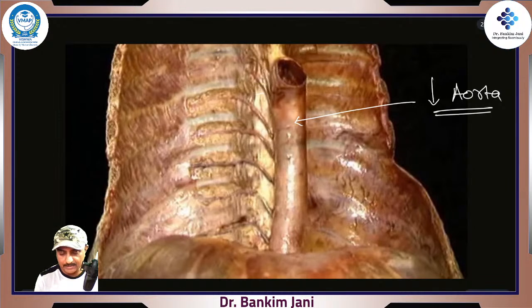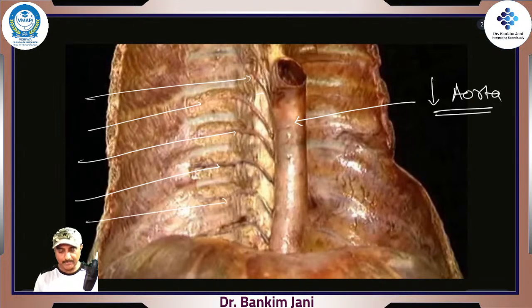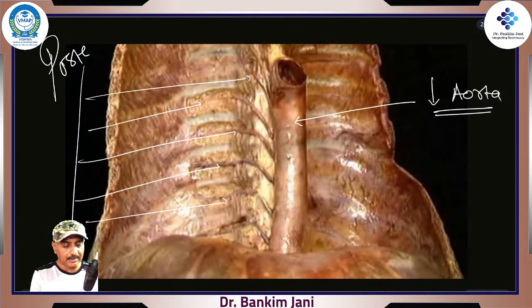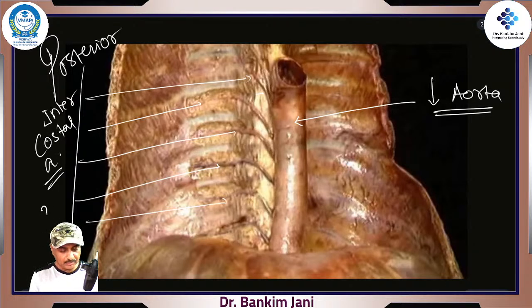All these branches, all of them, are posterior intercostal arteries, 3 to 12. These are the branches of the descending aorta.